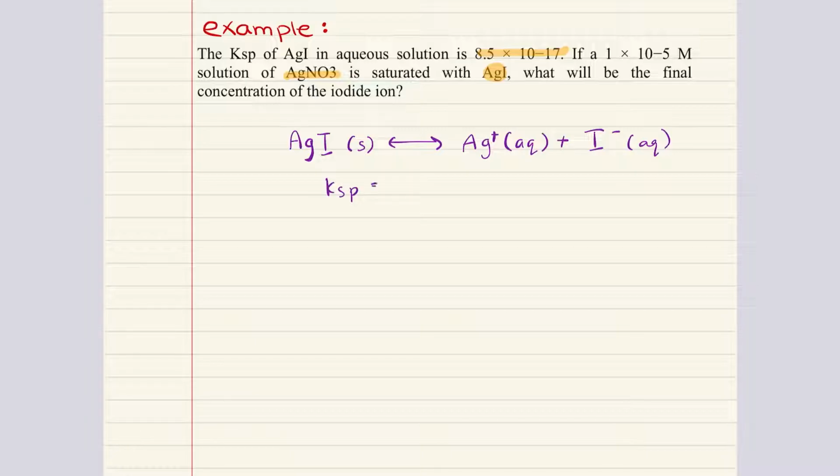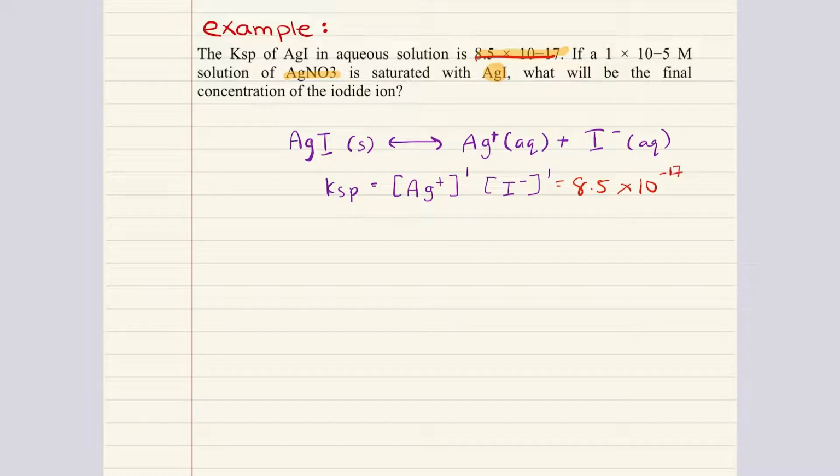This is going to equal the concentration of the silver cations raised to their stoichiometric coefficient multiplied by the concentration of the iodide anions raised to their stoichiometric coefficient. And we actually know the KSP value for this reaction. It's given to us in the problem. It's equal to 8.5 times 10 to the minus 17.